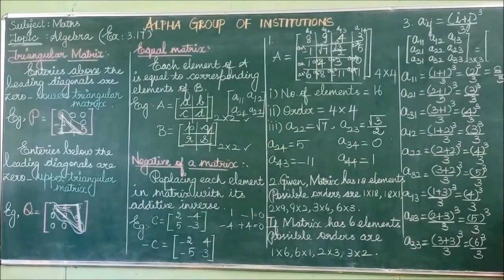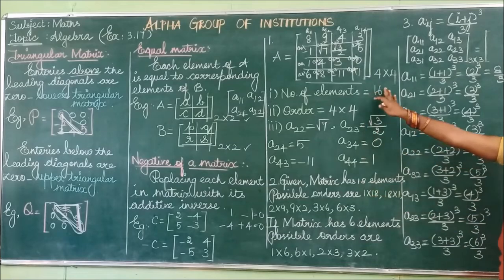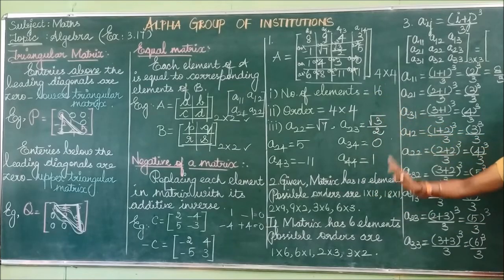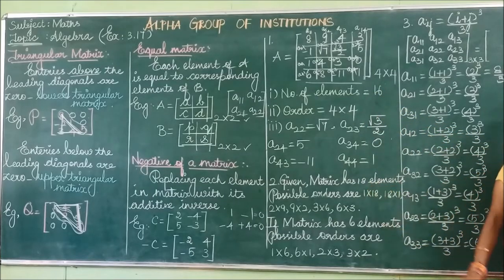Second question. If a matrix has 18 elements, what are the possible orders it can have? What if it has 6 elements? Suppose one matrix has 18 elements, what are the possible orders it will have? And you have to find it. If it has 6 elements, what order will it contain?